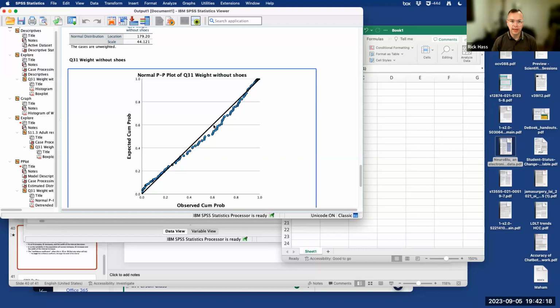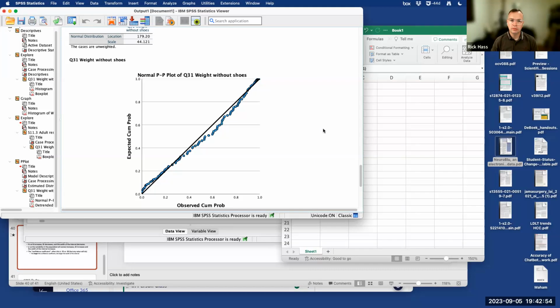You're going to have a thick black line on the diagonal. And what that line represents is a perfect match between the probability points in the data and a normal distribution. So if your data are normal, so if weight was normally distributed, all of the blue dots should fall right on that line. Any sort of non-linearity, so we see a little bit of bulbousness here, suggests departures from normality.